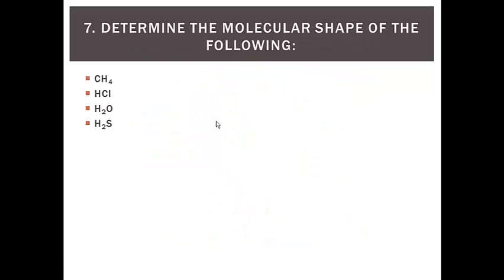Determine the molecular shape for the following. This is where you're going to need to use that VSEPR sheet, and you can look on that and compare. This is CH4. Carbon has 4 valence electrons. It's never going to be hydrogen in the middle. So this looks like this.